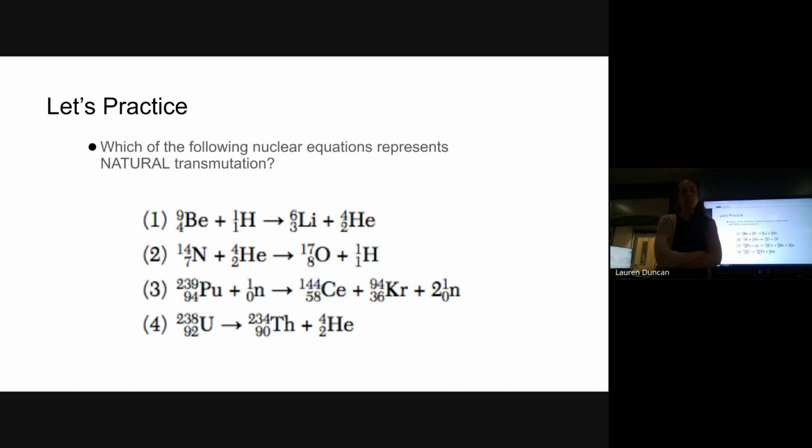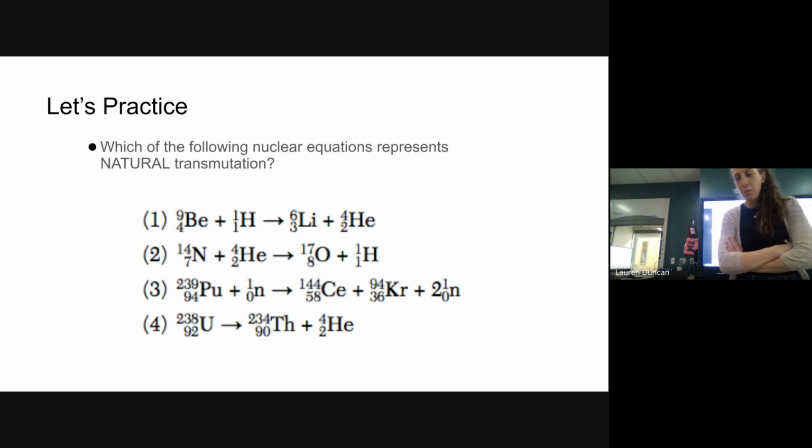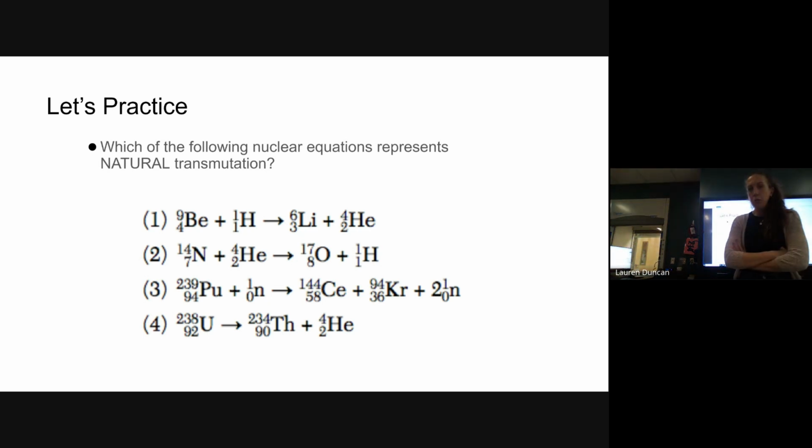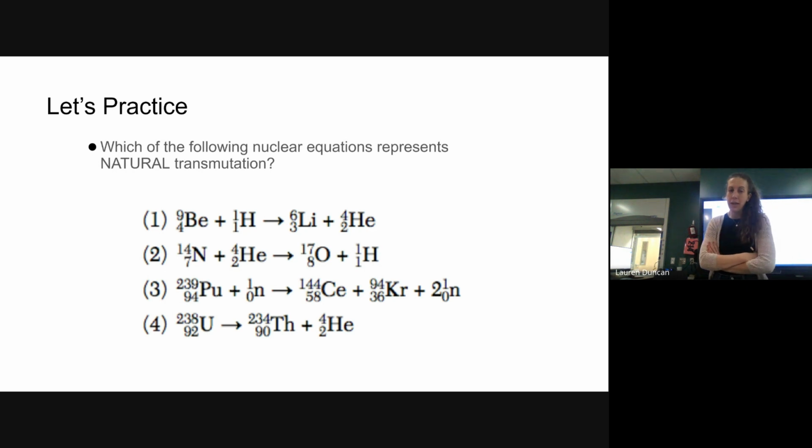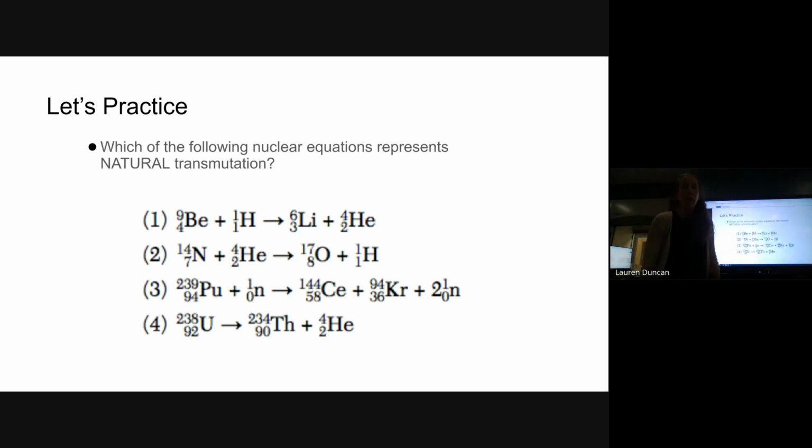If you wanted to know which of these equations represented natural transmutation, what you'd have to do is look at the number of reactants. So if you look at number 4 there, the uranium transmutating into thorium and an alpha particle, that one only has one substance before the arrow. That's natural. Uranium all by itself, we don't have to hit it with anything, is breaking down or decaying into thorium by emitting an alpha particle.